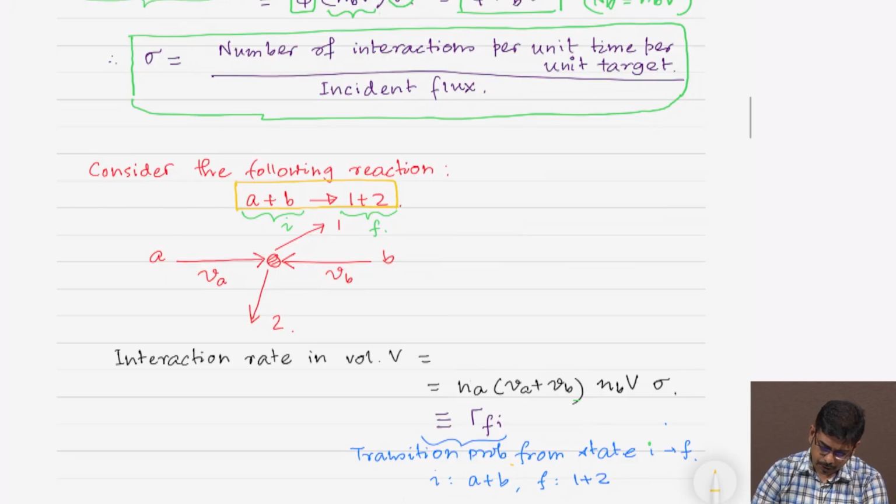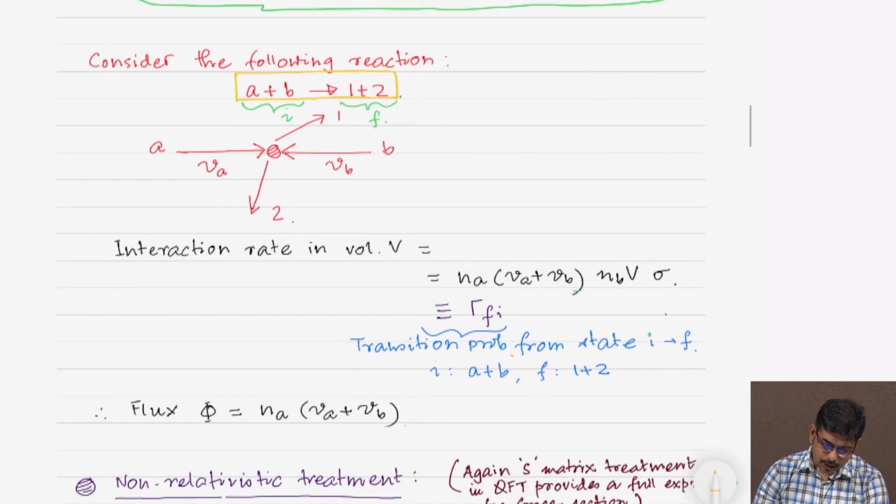Let us just focus on some initial state particles A and B producing some final state particles 1 and 2. So, this is how exactly it is, and these initial state particles are coming with velocities Va and Vb. You know, they are head-on collisions to produce 1 and 2 kind of particles which emerge at an angle theta, say for example.